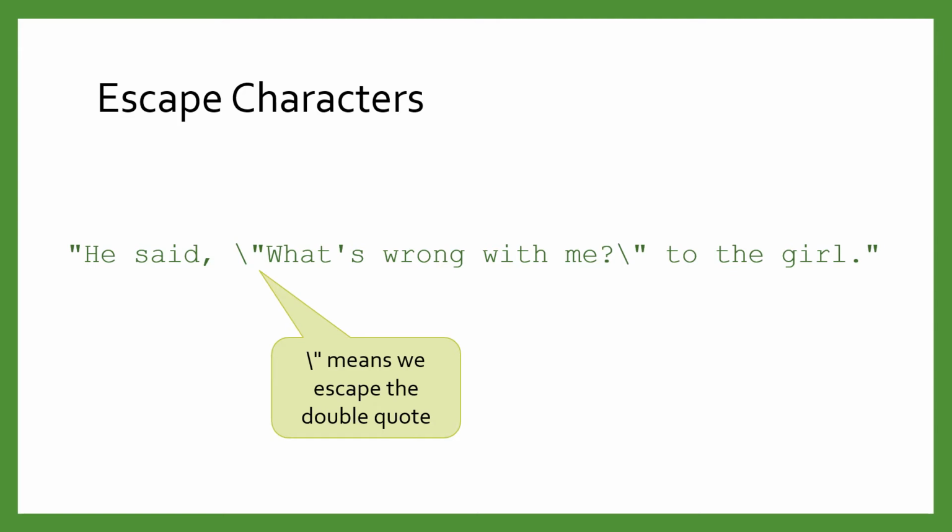So, how do you have a string with both single and double quotes in them? You can use special combinations of characters called escape characters. By putting a backslash before a character, you create a special character. Check out the example below, where we have escaped the double quote character, allowing us to put double quotes inside a double quoted string.